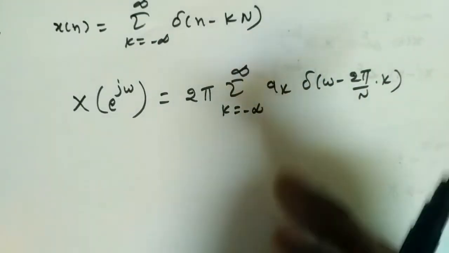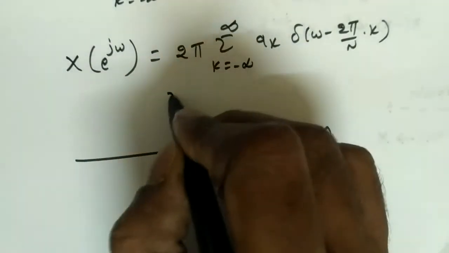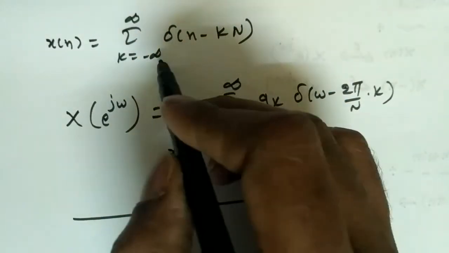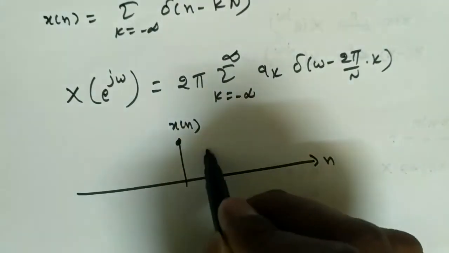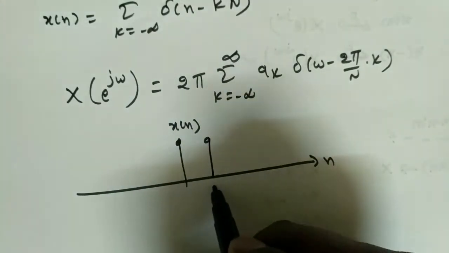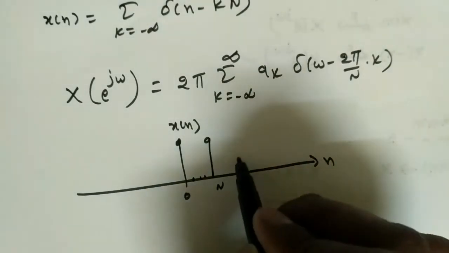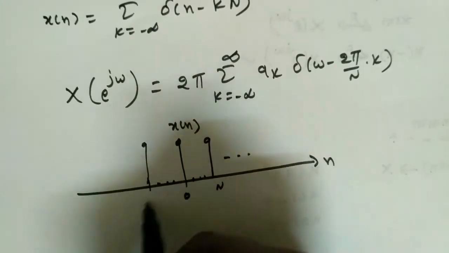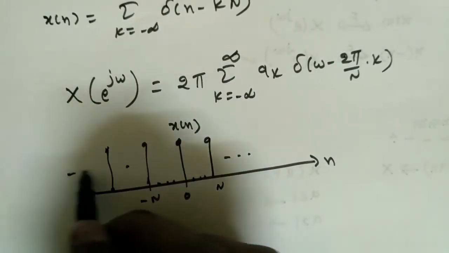First we need to find a_k. To find a_k, first we will draw the x of n signal. Now for x of n, k is equal to minus infinity to infinity. If I substitute k equal to 0, we get delta n, delta n minus N. Maybe some values will be there, but we don't require that one, 0 to N and so on. Similarly here some value at minus N and so on.